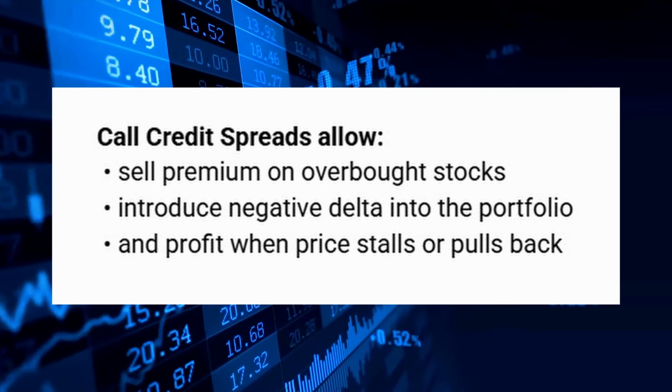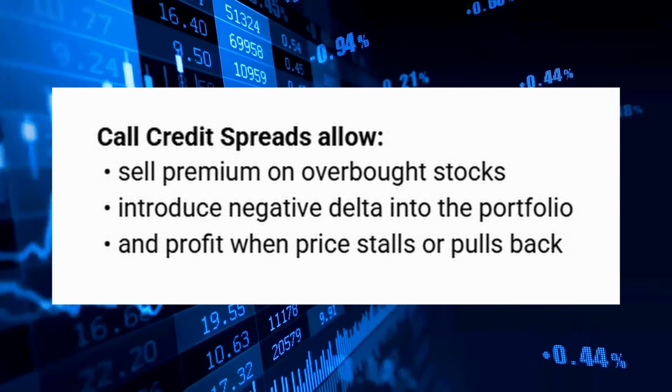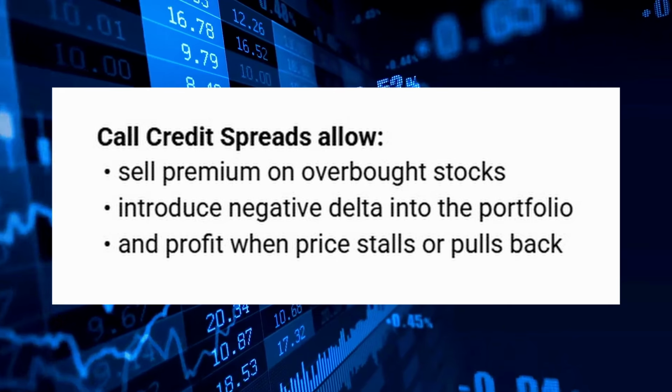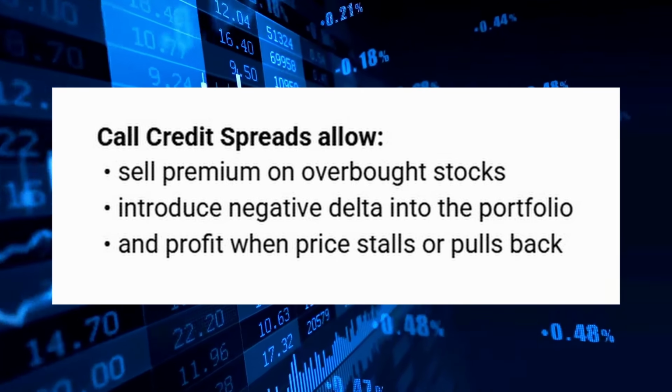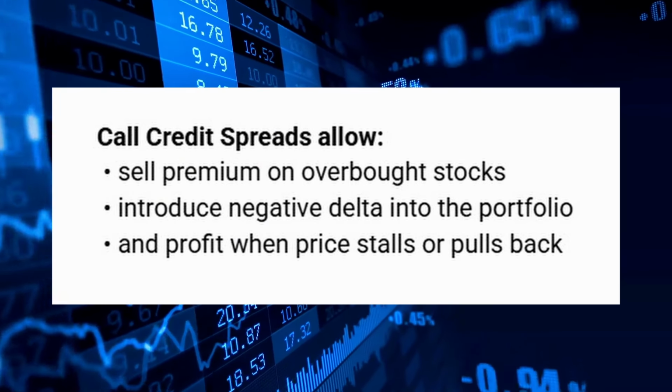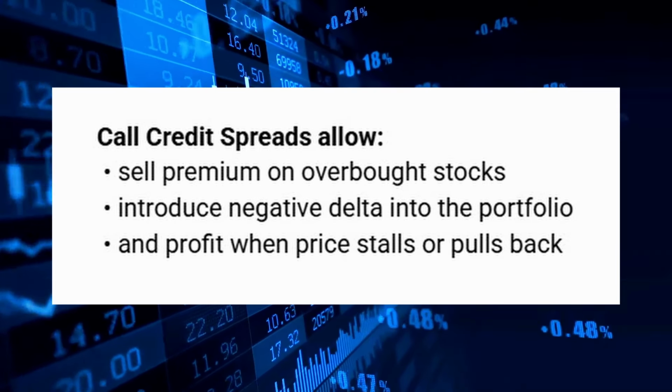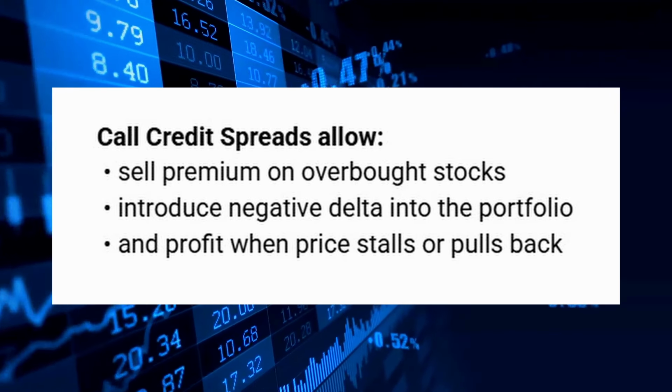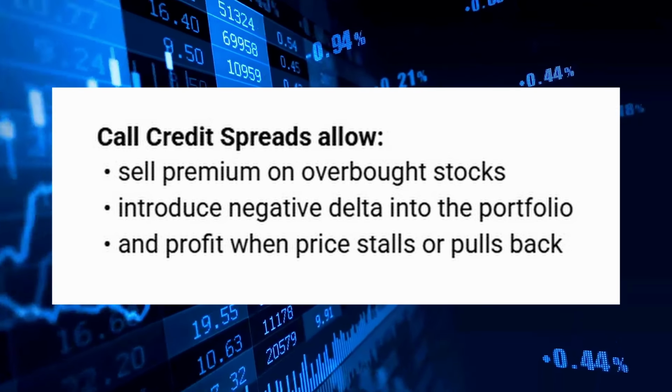Now, call credit spreads are a strategy that allows you to sell premium on overbought stocks, so they're too high priced compared to their current value. Now, you can introduce negative delta into your portfolio because most investors and traders are just long completely and they don't capitalize and make money on those pullbacks. And third, you profit when price stalls or the pullback occurs. And that's going to happen on every single stock. They don't go straight up. Now, you're not predicting a crash. You're just saying this stock is overextended and too high priced right now, and it doesn't need to keep rising.